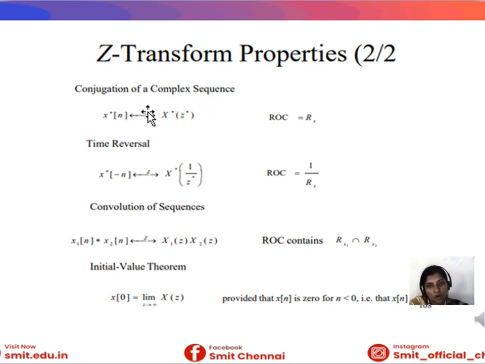Conjugation of a complex sequence. Here we will have x conjugate of n implies X conjugate of z conjugate. Next, time reversal. x of minus n implies X of 1 by z. This is the time reversal property. Convolution of sequence. x1 of n convolution x2 of n implies X1 of z times X2 of z.